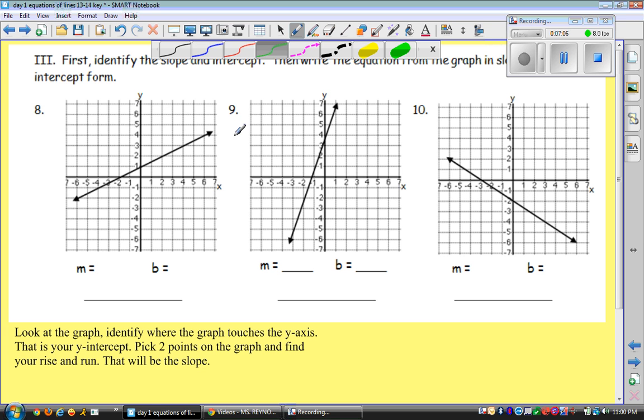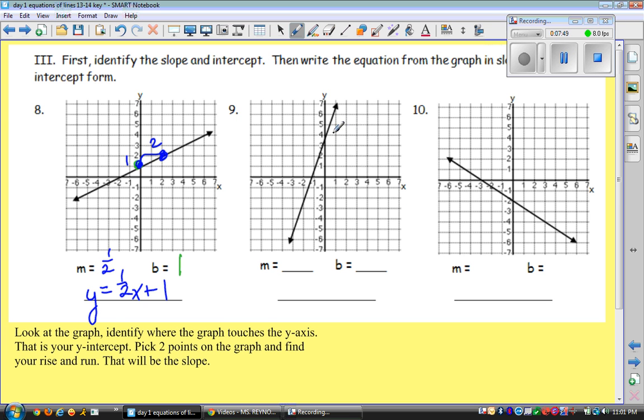Okay, on this next section, they want us to identify the slope and the intercept and then write the equation in slope-intercept form. So the first thing I do is I look and I see that it is touching the y-axis at 1. So that is my y-intercept. And then I just pick 2 points to find the slope. So I'm going to pick this as a point because it's touching the y-axis. And I'm going to pick this as a point because it's in the crosshairs. So I rise 1 and I run 2. Rise 1, run 2, so my slope is rise 1, run 2. So my answer is y equals 1/2 x plus 1.